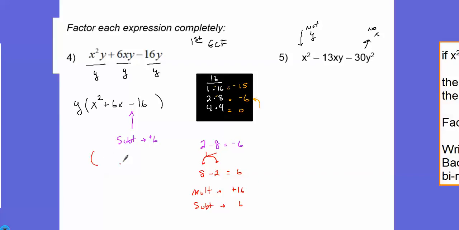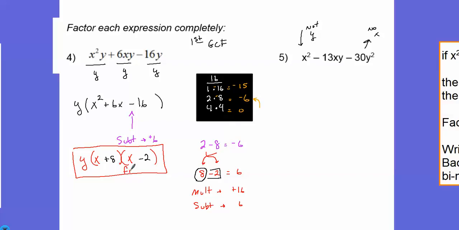So the binomials I'm going to record are going to be x. Notice that the first value I have is a positive 8. The second value I have is a negative 2. So I'm putting positive 8 here, negative 2 in this one, and putting my x in the front. I must remember that I have a GCF of y. In this particular case, I am finished. If you multiply this back together, you will end up with the problem that you started off with.